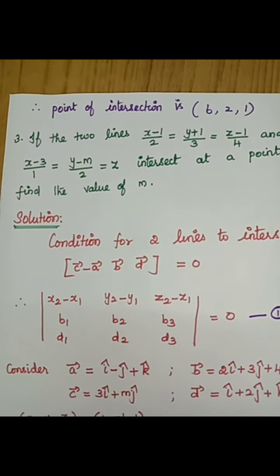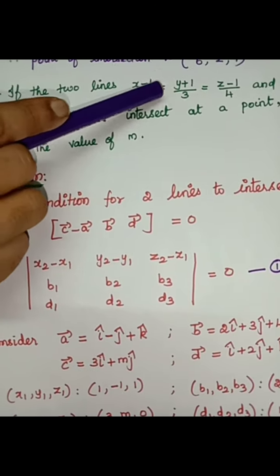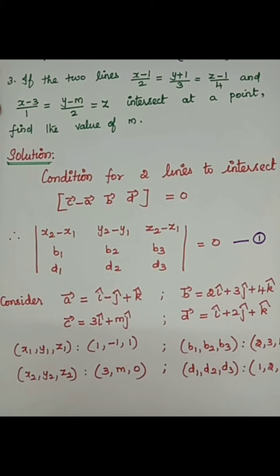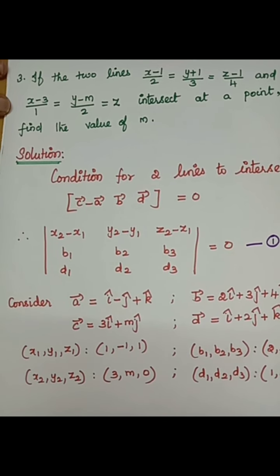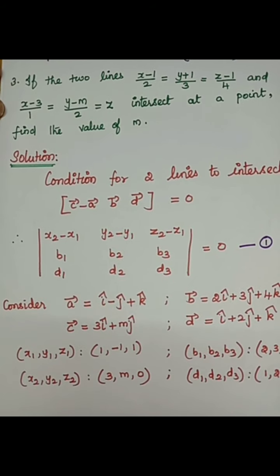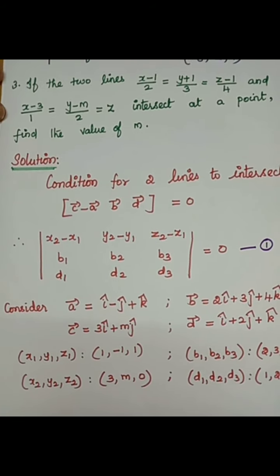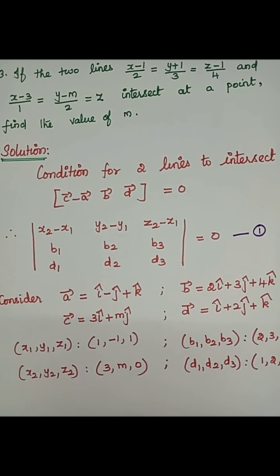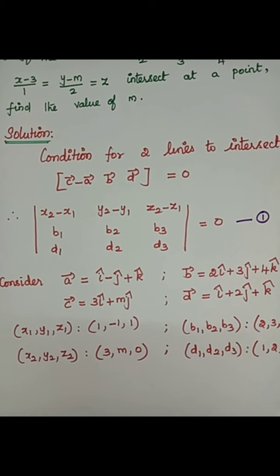Okay, come to the third problem. If the two lines (x minus 1)/2 = (y plus 1)/3 = (z minus 1)/4 and (x minus 3)/1 = (y minus m)/2 = z intersect at a point, find the value of m. So what is given? The two lines are intersecting lines, they intersect at a point and you are going to find the value of m.